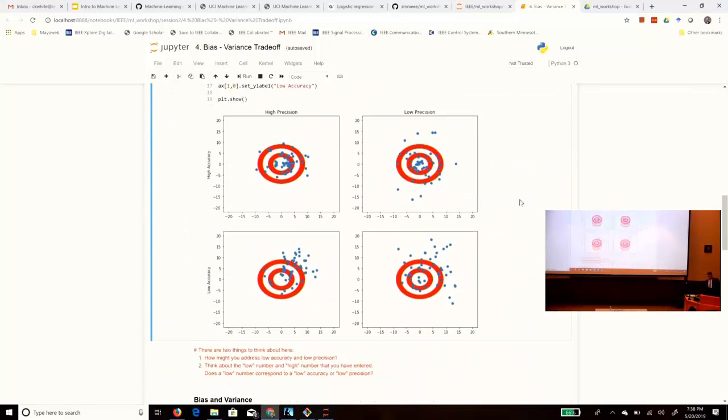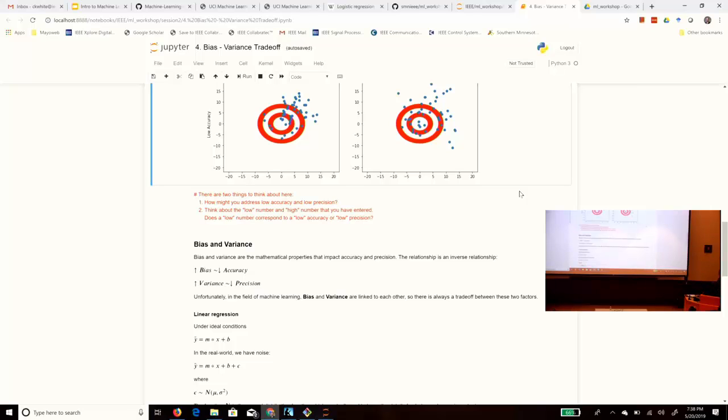Now, real quick, for anyone who's spent some time thinking about this, how might you address accuracy and precision? How do we address accuracy? Average? Okay, what about how do we address precision? If we want to tighten up our cluster and get near the middle, we're going to average. If we're offset, we're going to calibrate back.